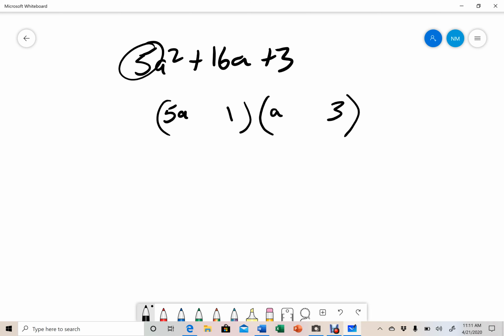And we may have to move these around to test different options. But we know that we have a 5 and a 1 and a 3 and a 1 as our factors. And because they're both positive, then we know that they're both positive binomials. So that is what number 6 will look like on your exam.